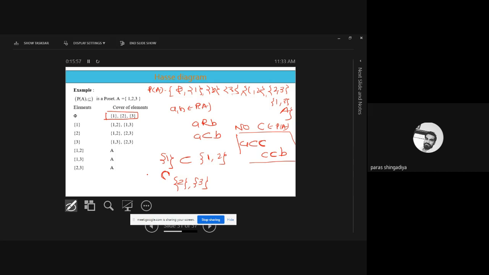Clear? Singleton 2, why is it not valid? Because {1} subset of {2} should be true, but it is incorrect. Okay, and {1} subset of {3} should also be true to verify, but that is also incorrect here. So in between {1} and {1,2}, there is no third element which we can consider as a C. So clearly {1,2} is a cover element of {1}.